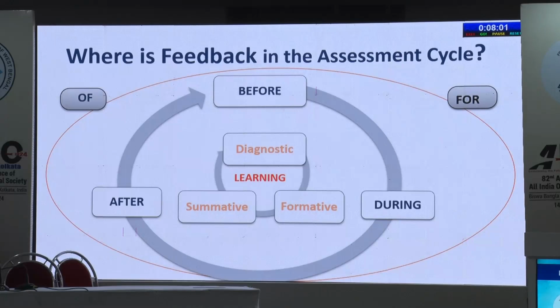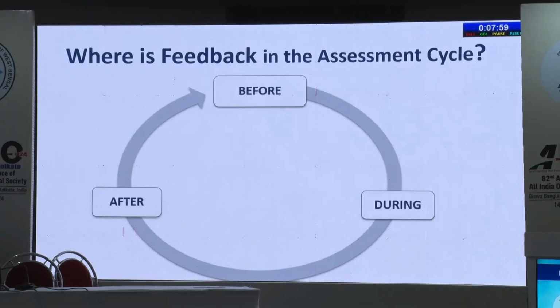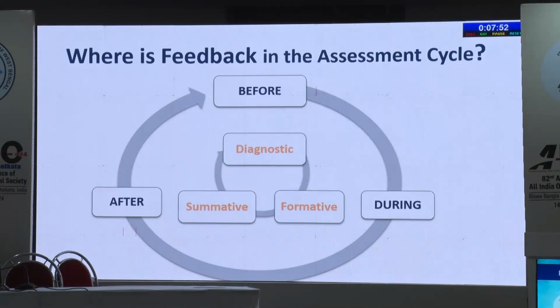And this can be designed, I don't know what's happening in my presentation, I'm sorry. I'm not clicking any button, it just moves by itself.